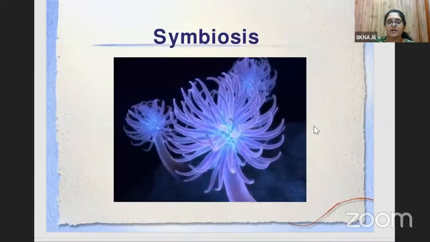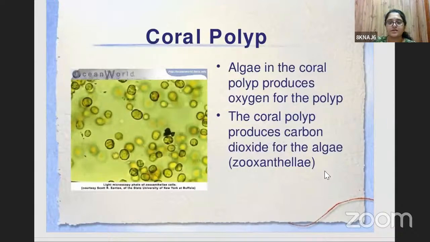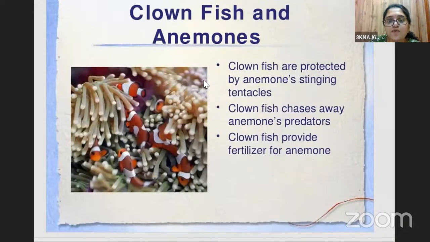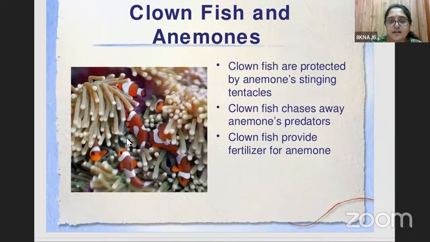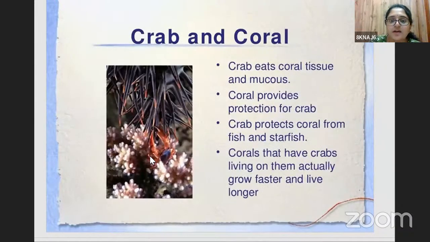They all help. They also help in symbiosis. Basically, algae live in the corals, right? So this is helpful for the algae. Clownfish and sea anemone is one of the most famous examples. In fact, if you have seen the movie Finding Nemo, you can see that the clownfish are protected by the sea anemone's stinging tentacles, and the clownfish chases away the sea anemone's predators. The clownfish also provides fertilizer for the sea anemone, so food is being produced.